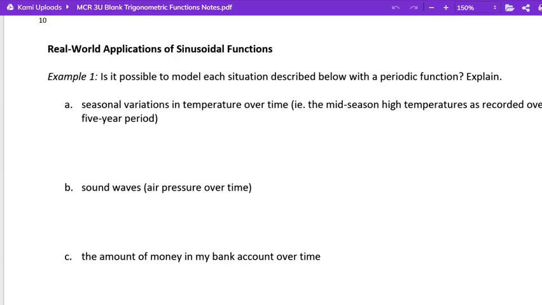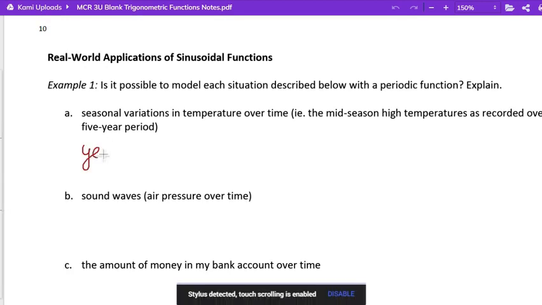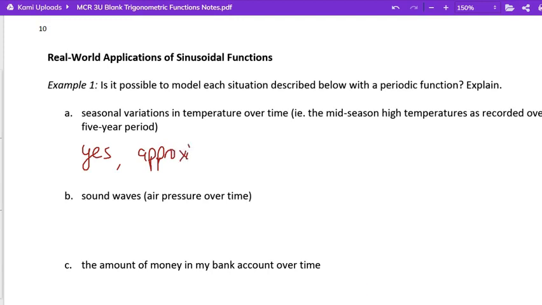Yeah. In the winter, it gets cold. In the summer, it gets hot. We're talking averages. So temperatures can be modeled using periodic functions, but we're going to say approximately. That's why we have to use averages.